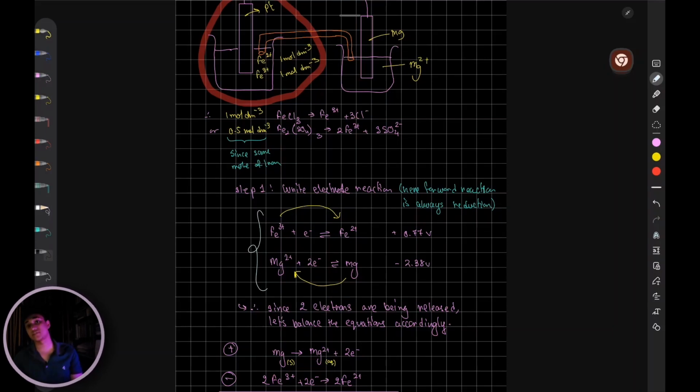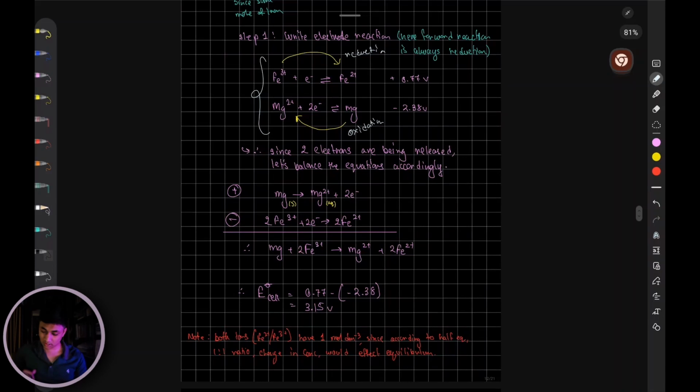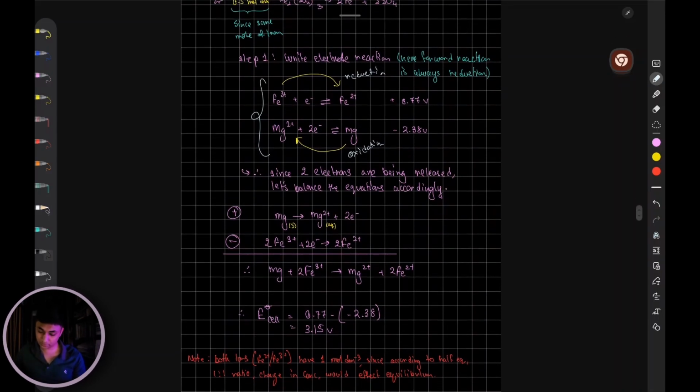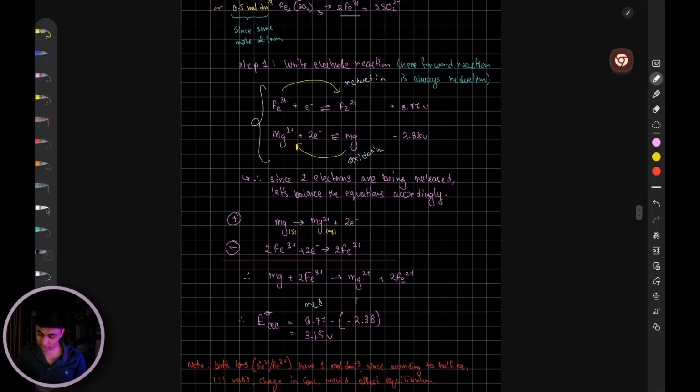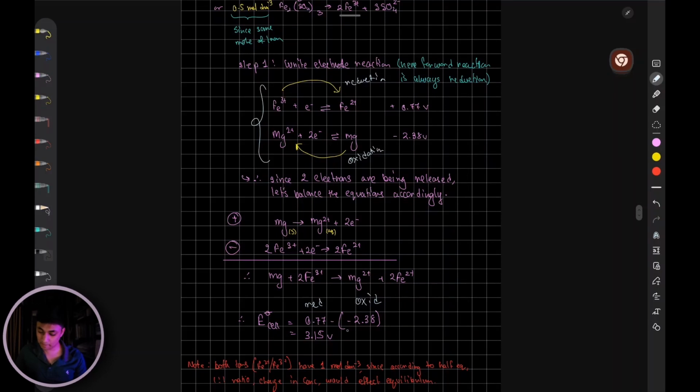Now compare which one is more negative: Mg. So it's going to release electrons, it's going to be the oxidation part. There's going to be reduction in the iron half cell. So now you know what is happening. Now in this case, this is your reduction, this is your oxidation. Which one is getting reduced? This one. So positive 0.77 minus minus 2.38. So at the end of the day, you get a very high potential difference between the two half cells.